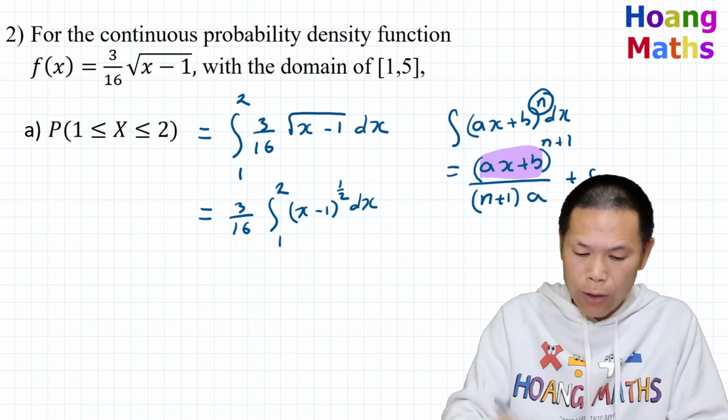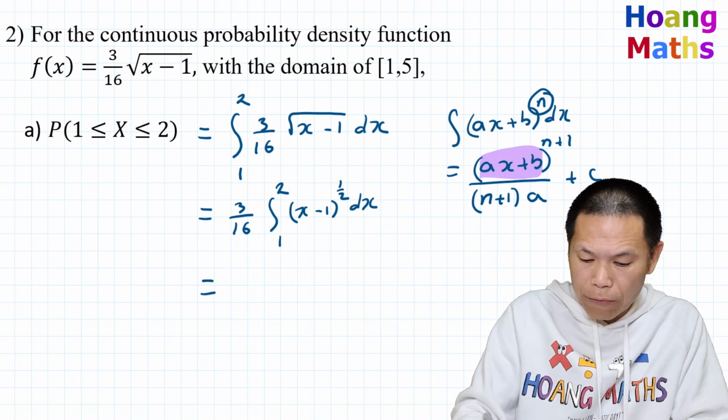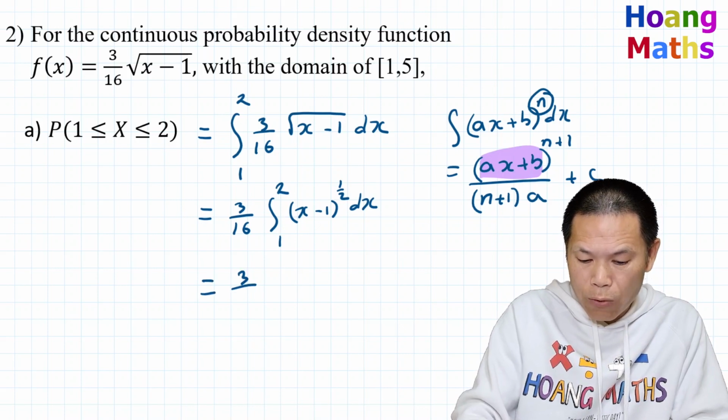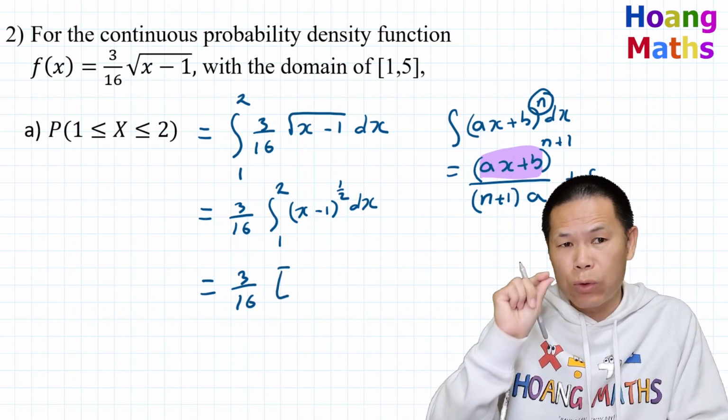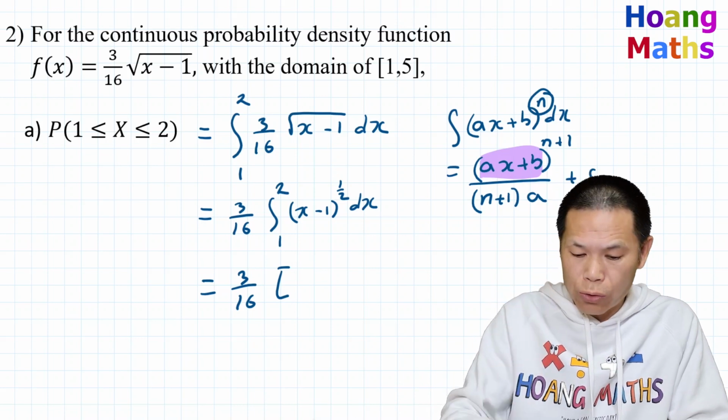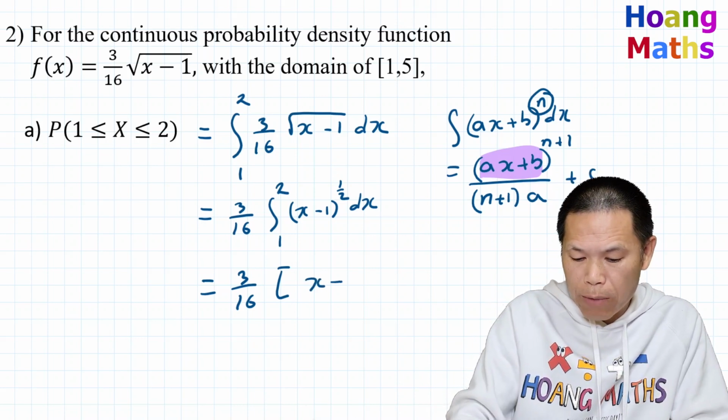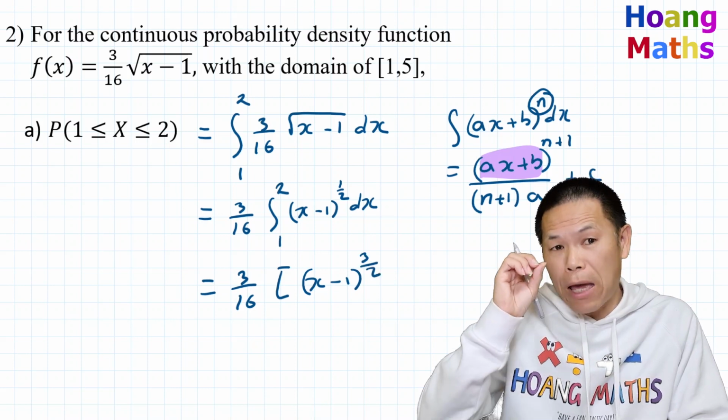Okay, so now we integrate this. So let me just write this down first. So that is 3 over 16. And then we have a half plus 1. So a half plus 1 is, we just go 1 plus 2 is 3. So 3 over 2. So x minus 1, 3 over 2. And then we divide by 3 over 2.